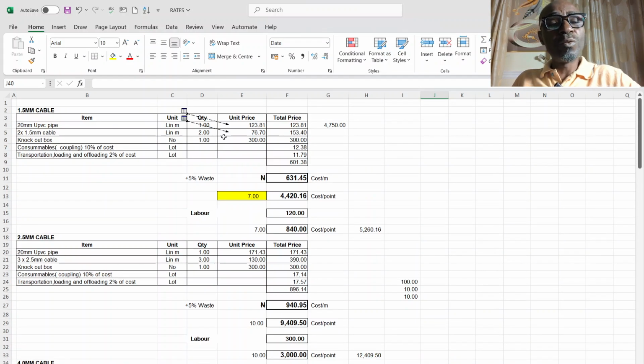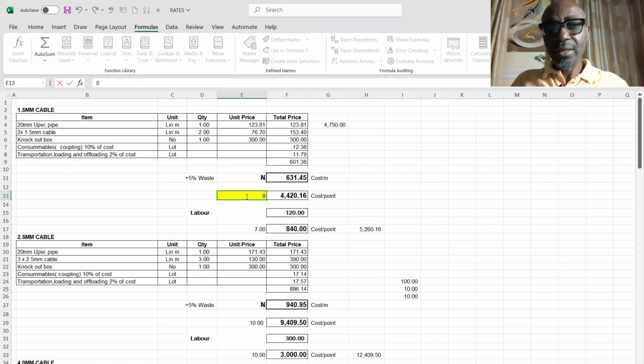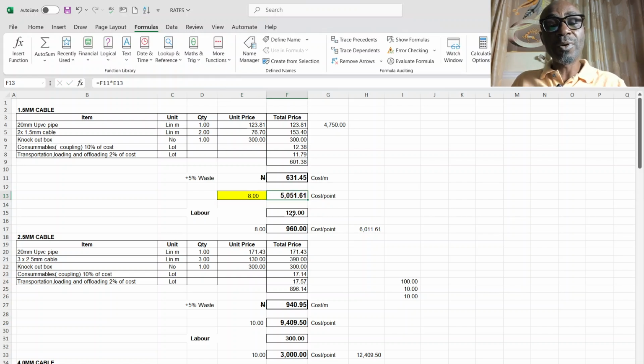The same thing you do for the lighting. You get all the sockets, you measure all the cables, then you divide it by the points. You get what the average point is. You put it here. If it is 8, it is 8. Then it gives you the cost per point.